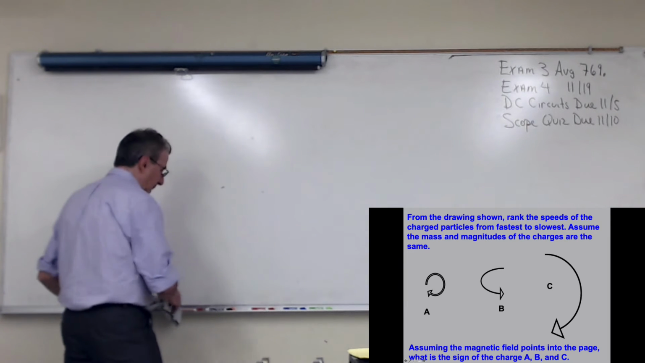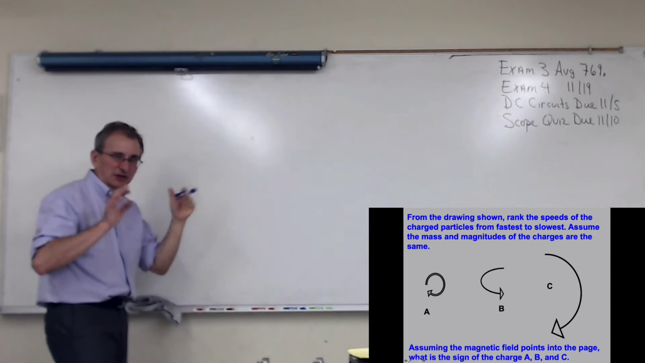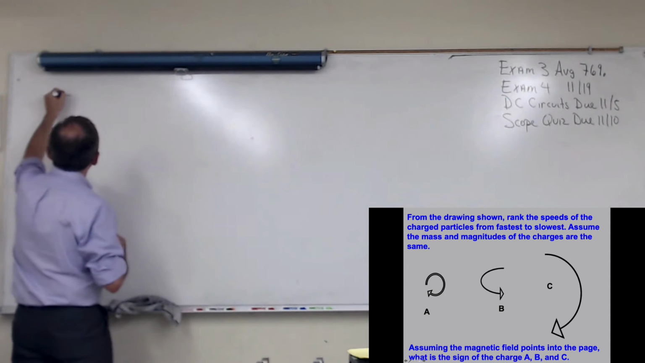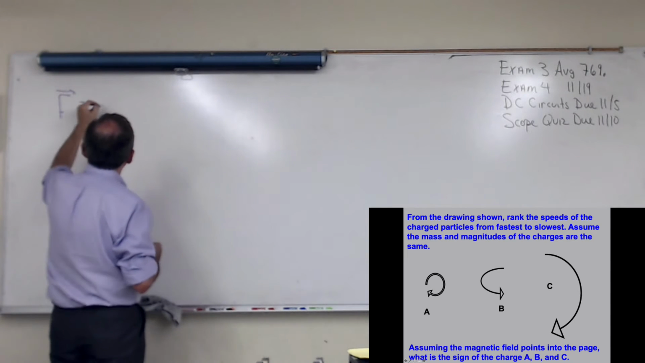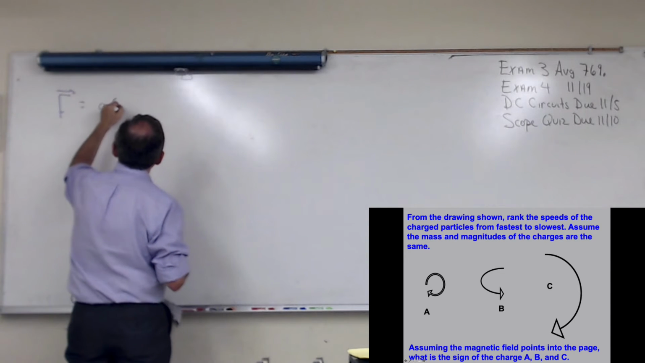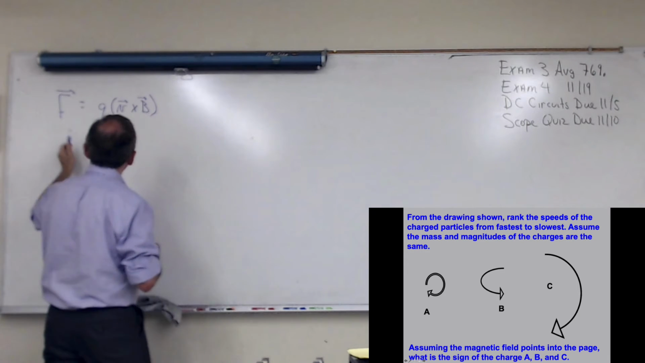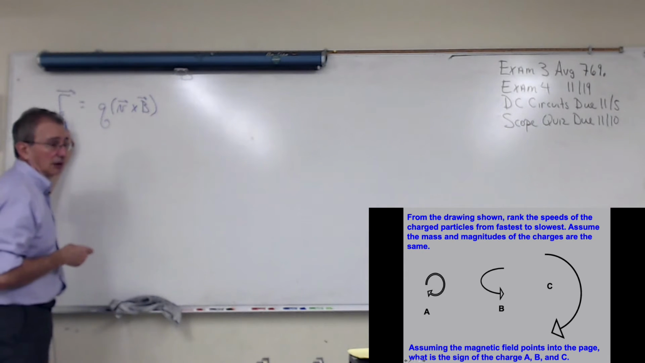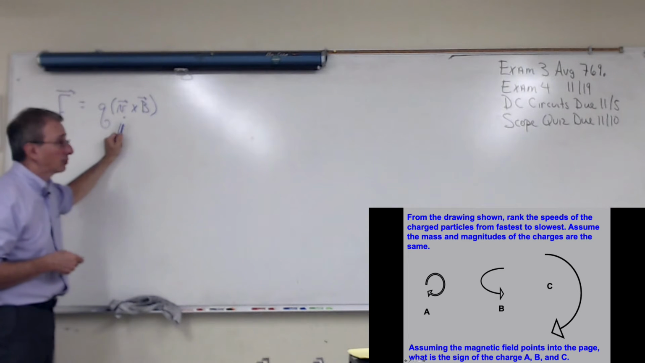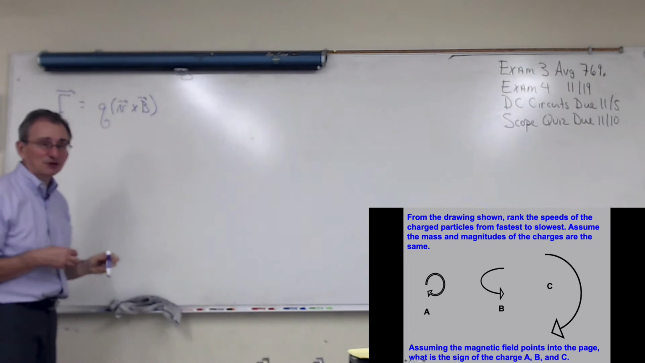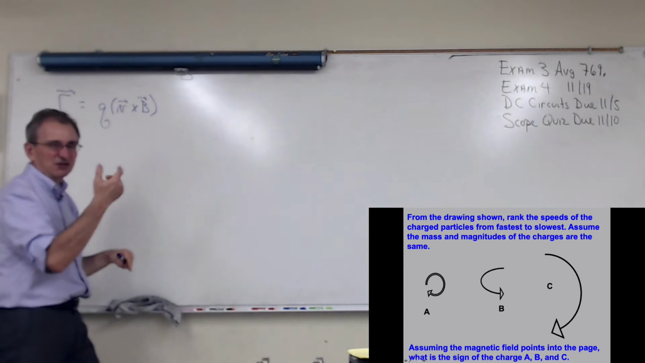Last time, other than the properties of magnetic fields, the main equation we discussed was that if you have a charged particle in a magnetic field, the force on it is equal to Q times V cross B. This involves a cross product, so you do have to remember how to do the cross product. In a lot of cases, if these two are perpendicular to each other, you can use the right-hand rule.